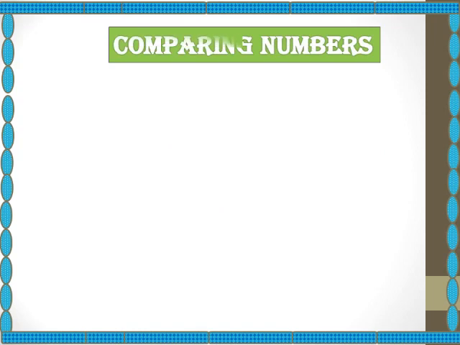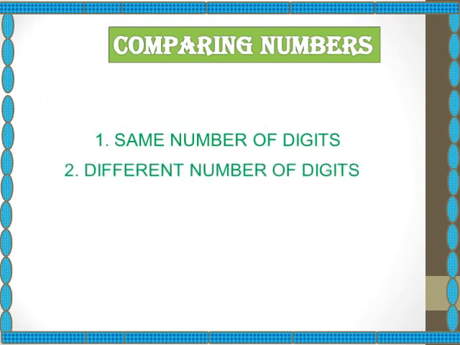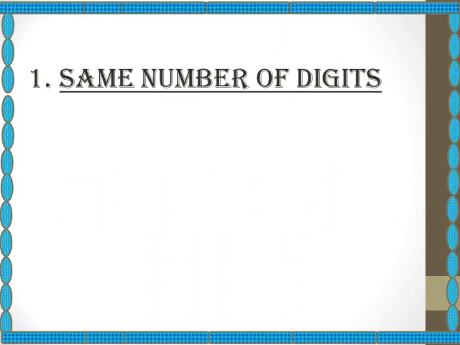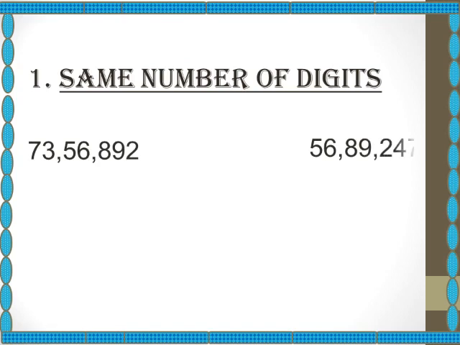When you are comparing numbers, there are two ways you can compare them: comparing numbers with the same number of digits, and comparing numbers with a different number of digits. Let us compare with the same number of digits. Take this number, 73,56,892. The other number is 56,89,247.